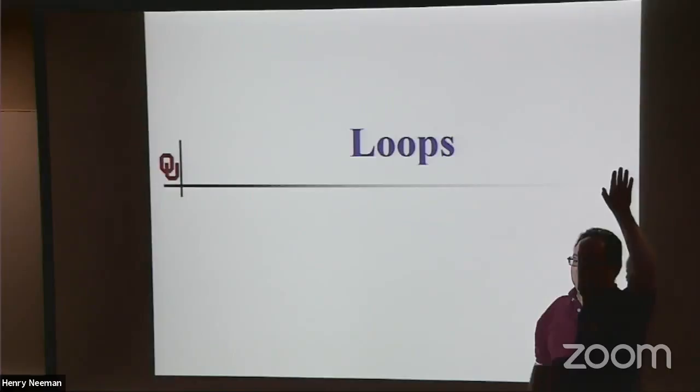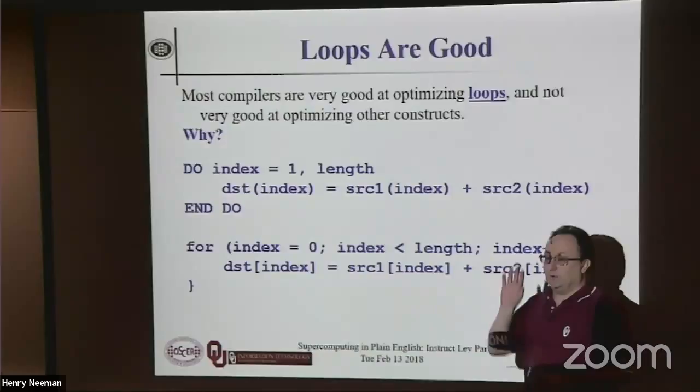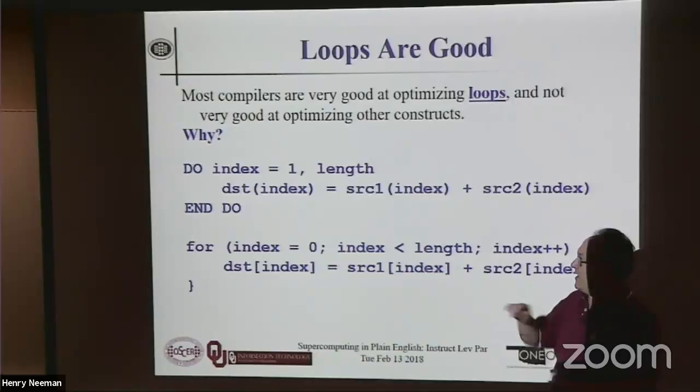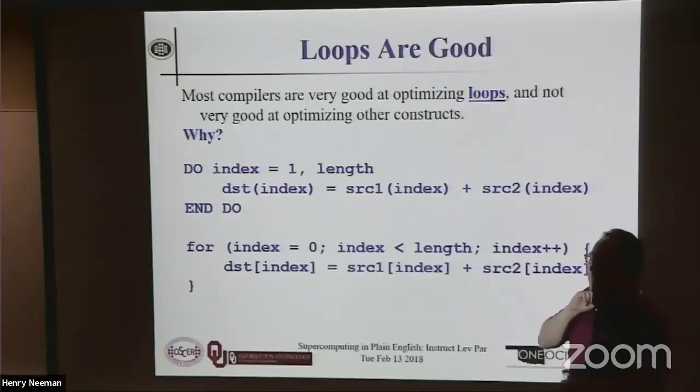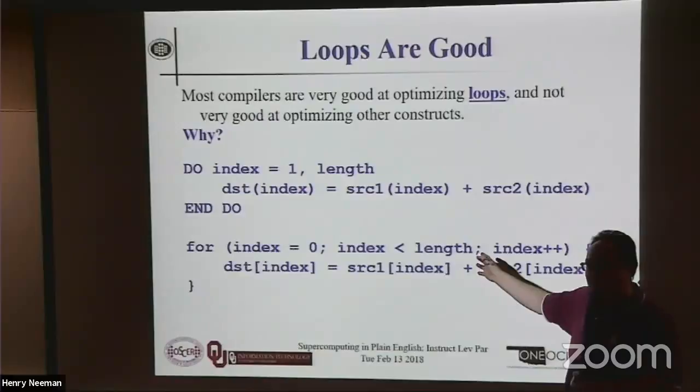Okay. So it turns out that instruction level parallelism is super valuable for loops. And the reason for this, we talked about last time. So here's the Fortran version, here's the C version. This is a logical way to express how to do the same operation many times. Now, I could randomly jump around in no particular order. We looked at that last time. But I'll get terrible performance for that.